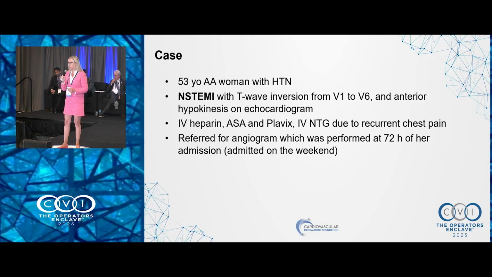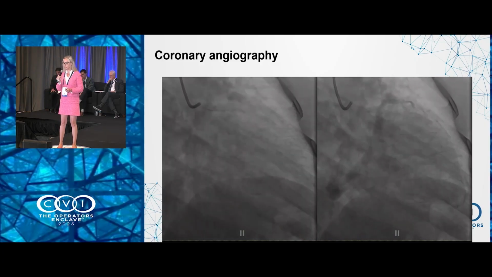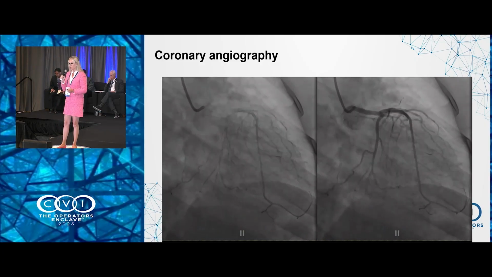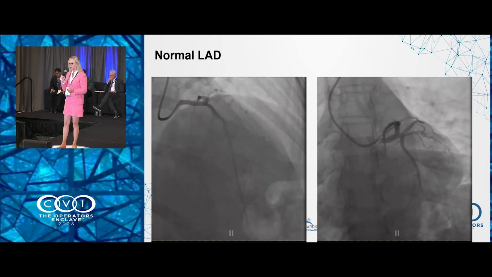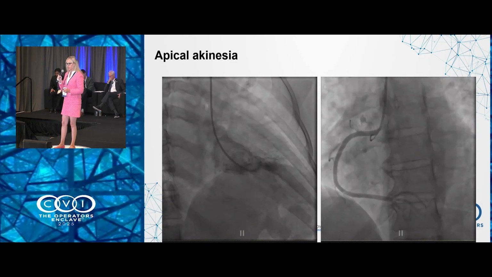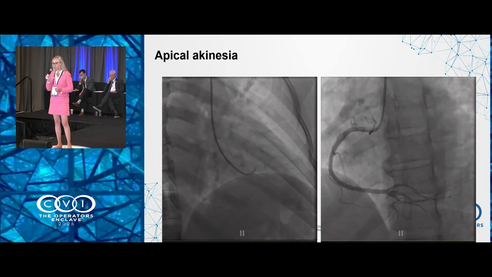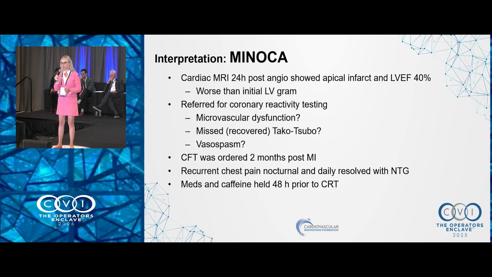And here is a case. This is a 53-year-old lady who presented with non-STEMI, deep T-wave inversions in the precordial leads, chest pain, and was brought to the cath lab where her coronary angiogram showed not impressive coronary obstruction. There was no clear culprit identified. Arteries look pretty normal. No intravascular imaging was done. However, the LV-gram suggested some apical dyskinesia or akinesia and normal right coronary artery.